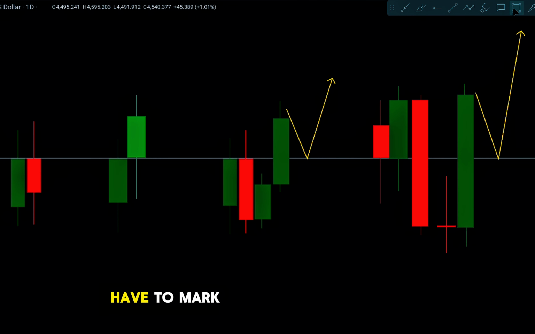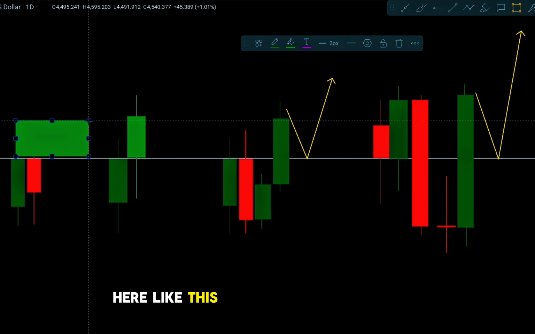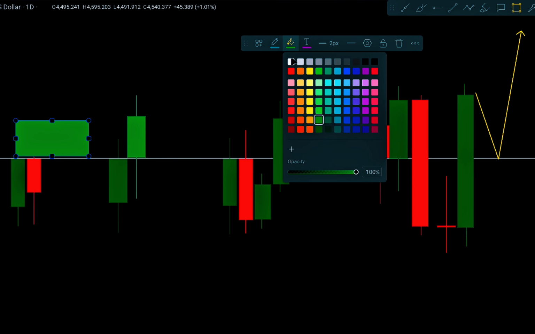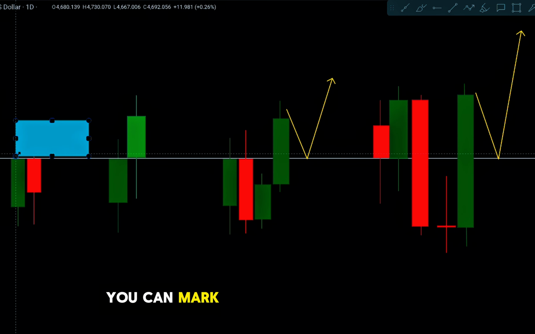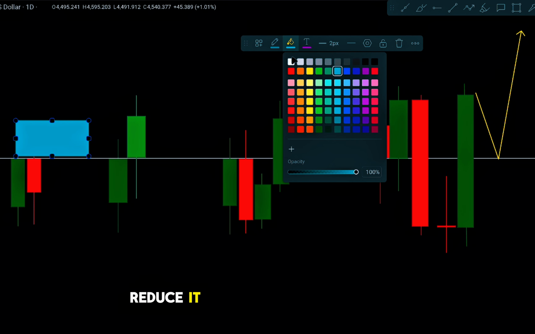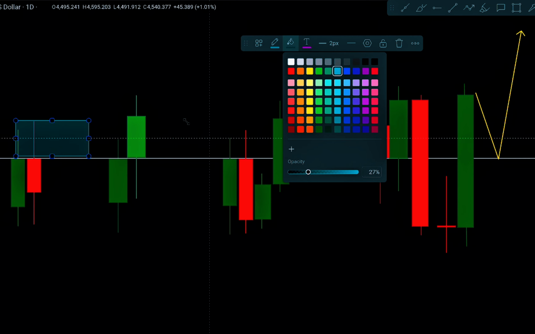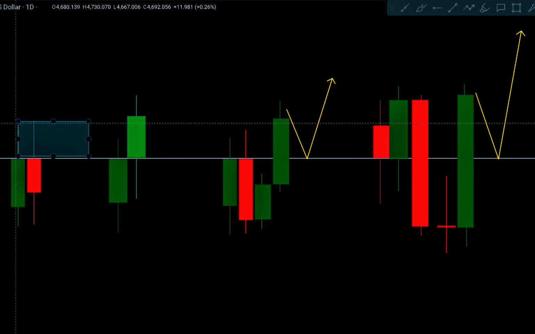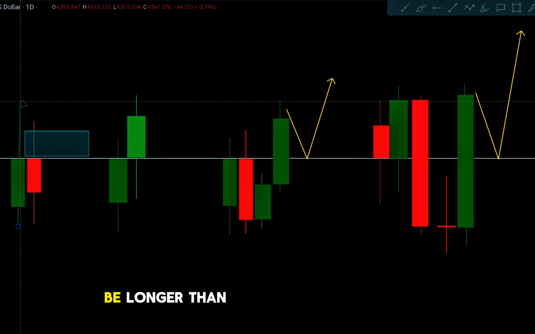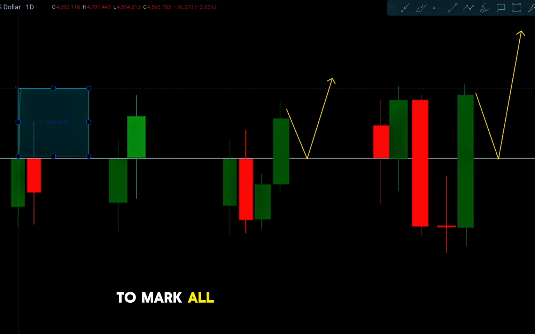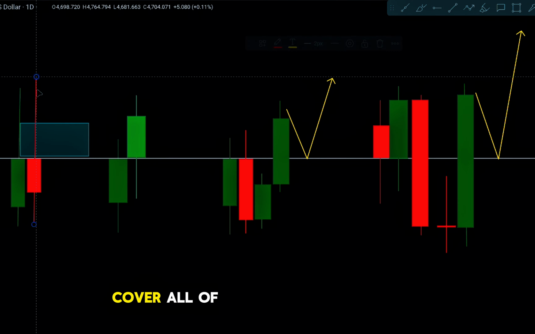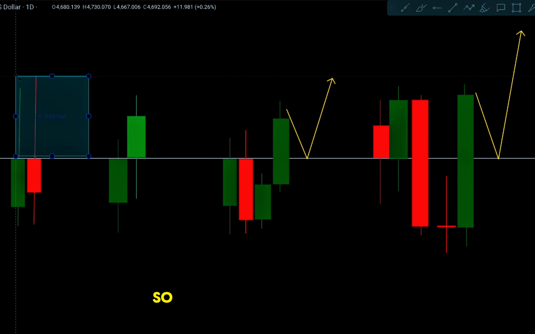And also, you have to mark the level from here like this. Let me see. We can put it some light blue. You can mark the level like that. Let me reduce it in this way. So you have to use the highest wick to be able to mark it. But in this case, you have to cover it in this way. So if you have this wick to be longer than this one, then you have to mark all of it like that. So it depends on which wick is longer. You want to cover all of that in your zone. So this becomes your zone.